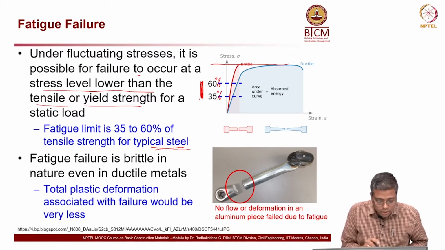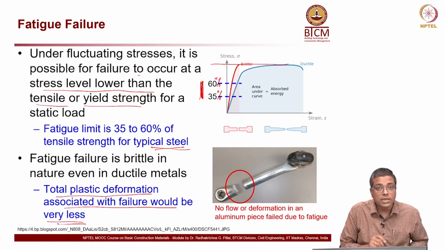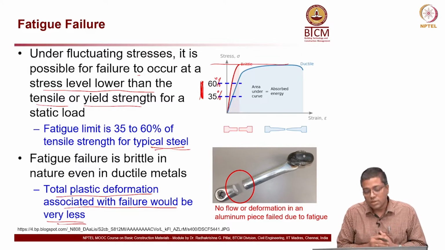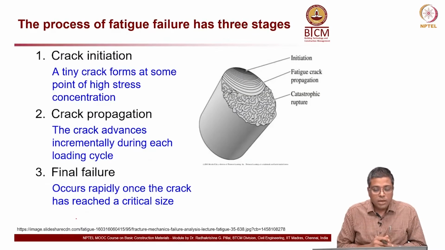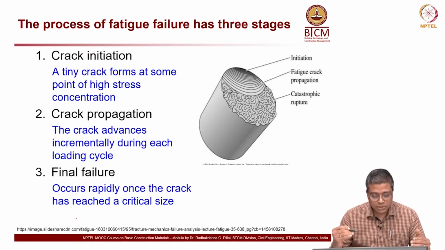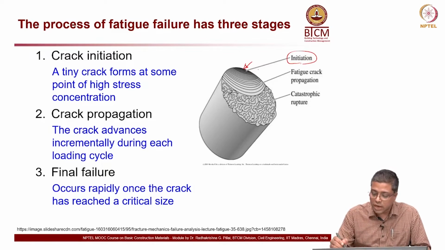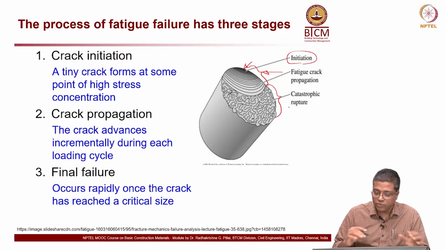Okay. So, the total plastic deformation associated with the failure would be very, very less, even if the material is ductile in nature. Now, how does the fatigue failure happen? There are 3 stages for this. Stage 1, crack initiation, that is this here, it happens right here. And then stage 2 is crack propagation, which happens for up to this much distance, and then the remaining portion is stage 3, or the final failure.